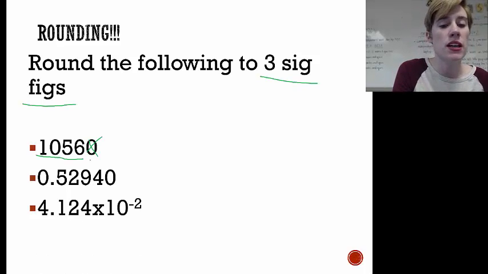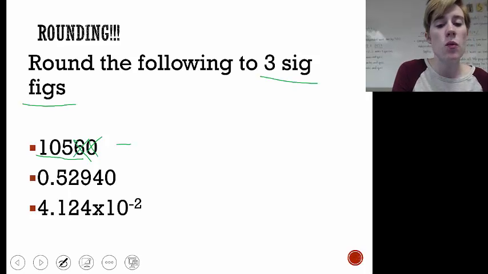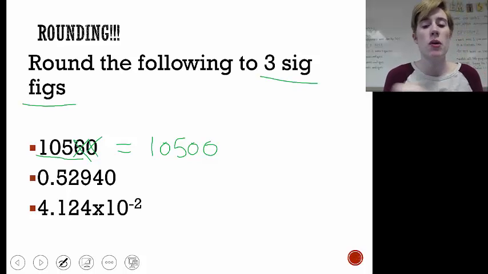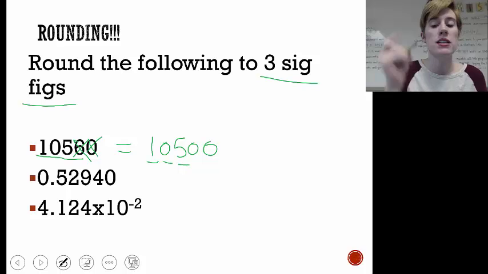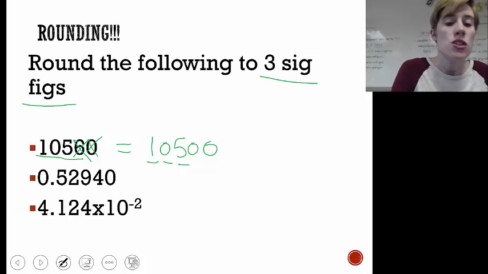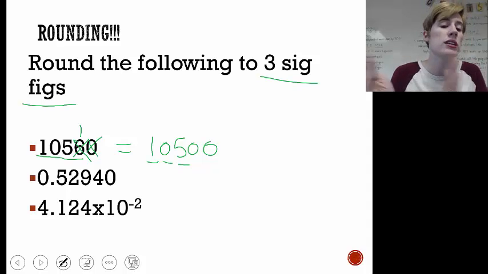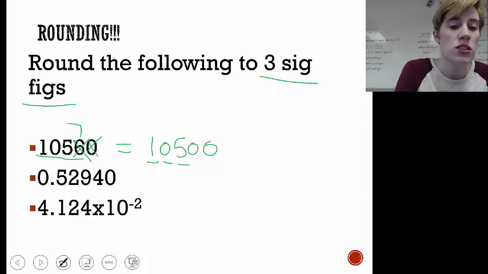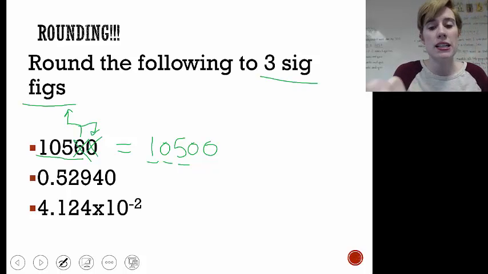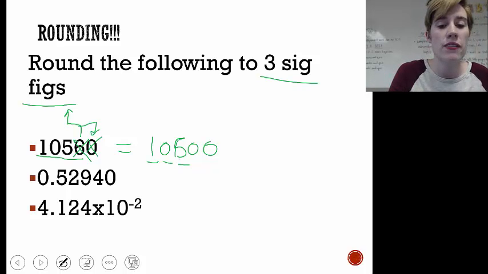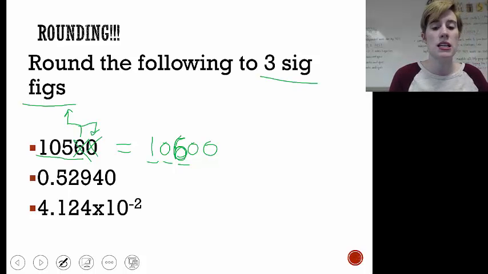So I want 3 sig figs, which means I basically want this number, 105 or 10,500. Basically, that's the number I want, because here's my 3 sig figs. However, I have to round. So you need to look at the last number that you're taking off and see, do I need to round up or do I need to round down? Since that number is a 6, I really need to round this 5 upwards. So it's 106, or 10,600.